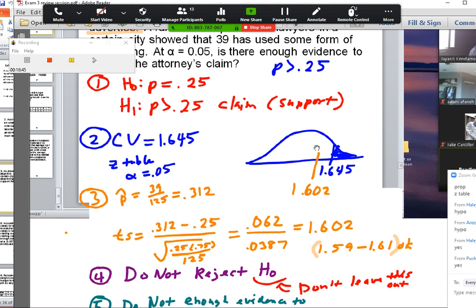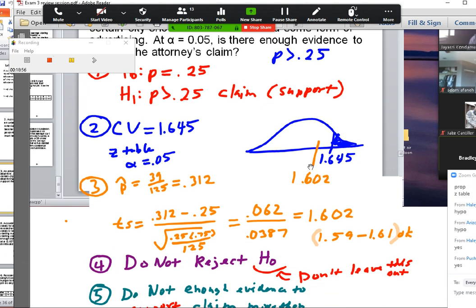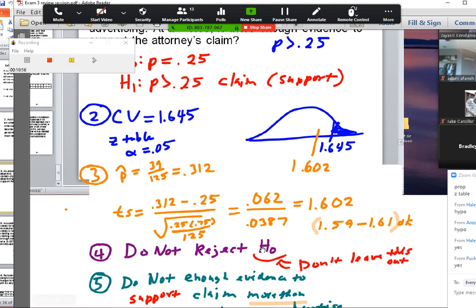So 1.602, I'm going to put that in here. That's clearly in the not guilty range, right? The do not reject, not enough evidence. So we do not reject H naught.